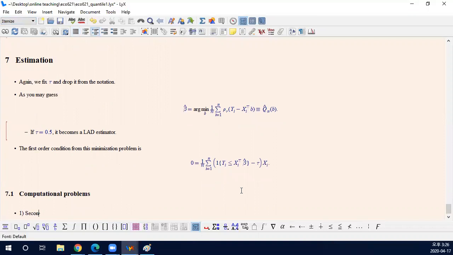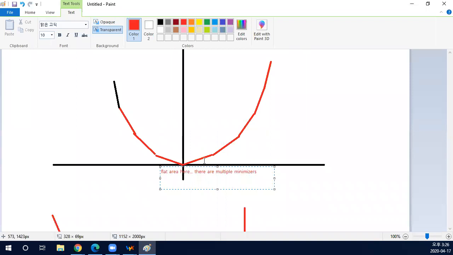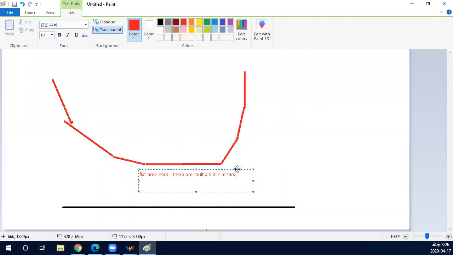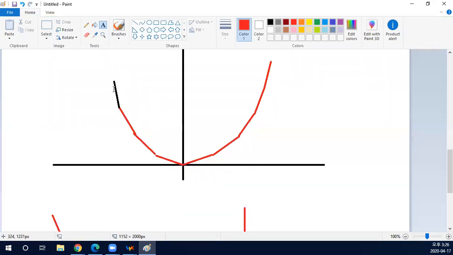Problem one: the second derivative of the criterion function is zero almost everywhere. Think about this. It looks like this. It's piecewise linear. That means the first derivative is constant on each linear segment, and the second derivative is zero there. The second derivative is not defined at the kink because it's not differentiable there. So there are a few, n number of, points where the second derivative is not defined, and elsewhere the second derivative is zero.